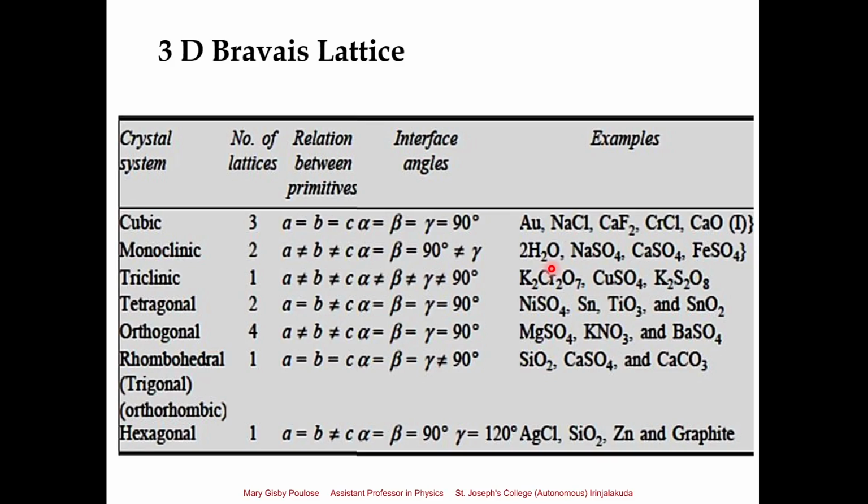Further, examples of materials that crystallize into these different 7 crystal systems are shown here. So silver, sodium chloride, calcium fluoride, chromium chloride, and calcium oxide show cubic crystal systems. Whereas magnesium sulfide, potassium nitrate, and barium sulfate show orthogonal crystal systems.